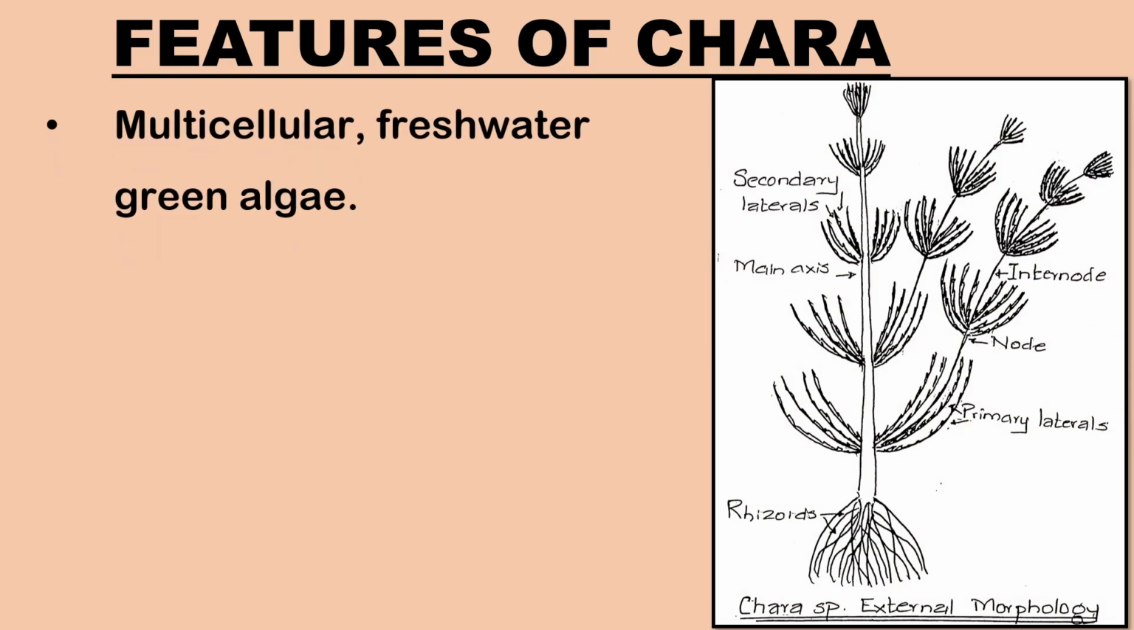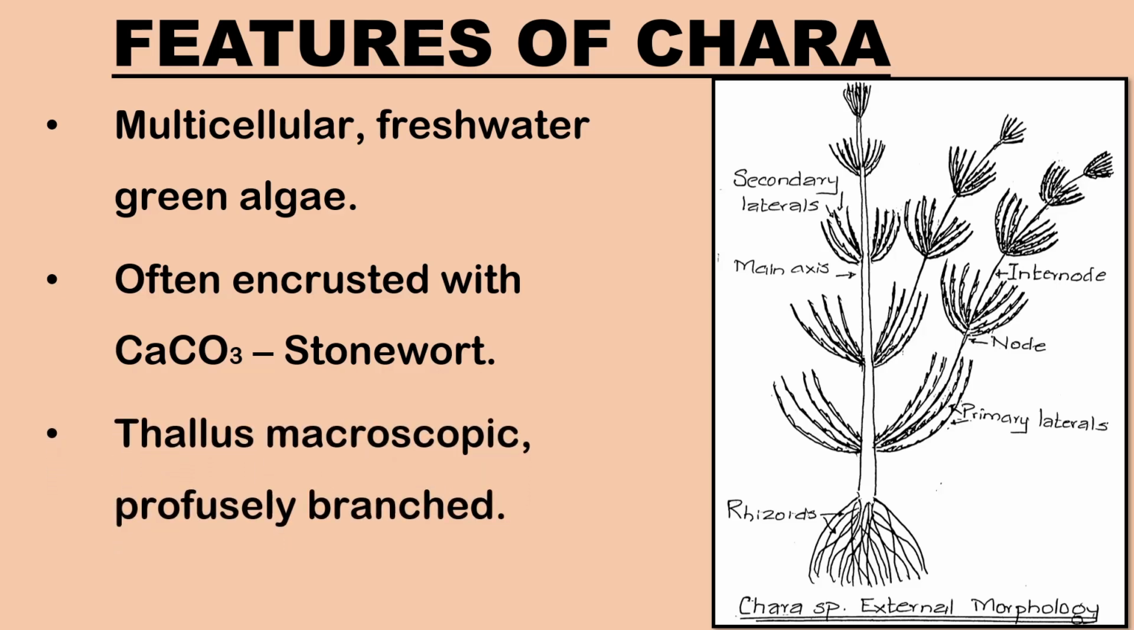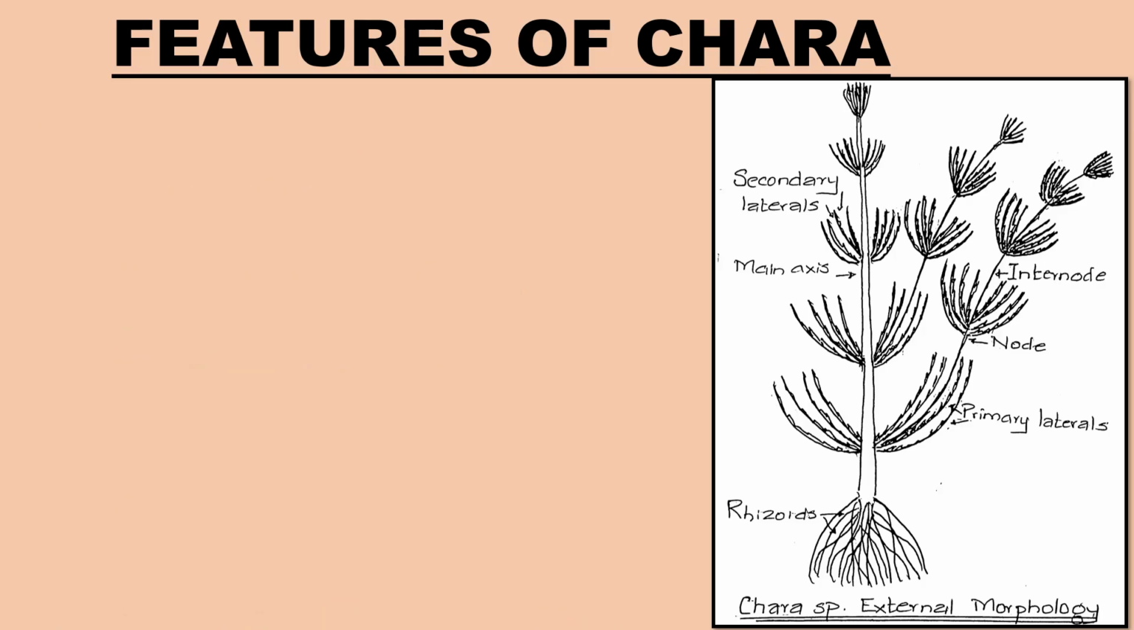Chara is a multicellular freshwater green alga. These algae are often encrusted with calcium carbonate, making them strong, and are therefore known as stonewort. Thallus of Chara is macroscopic and is easily visible with the naked eye. The alga is multicellular and profusely branched. The plant body is a gametophyte.